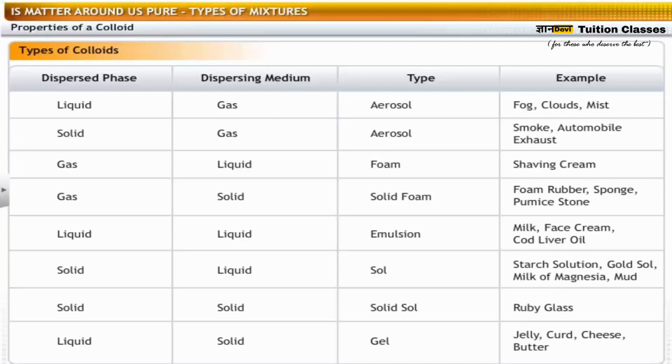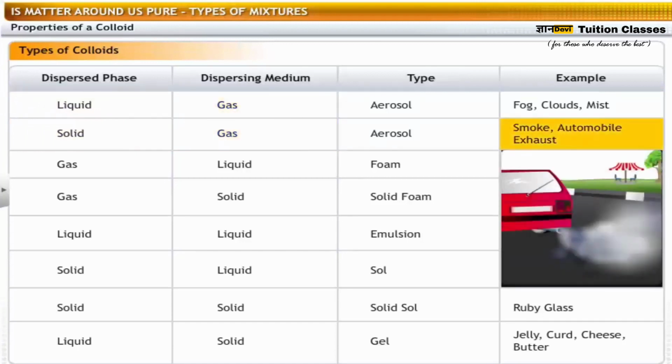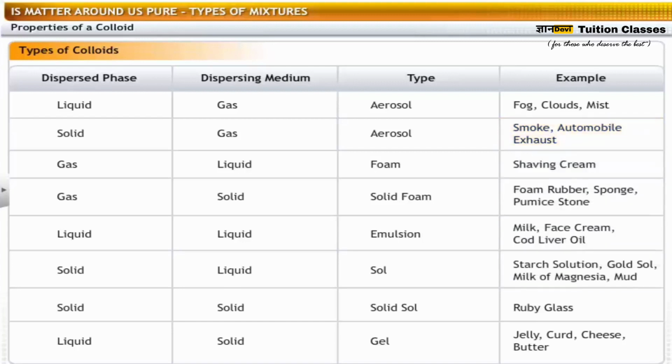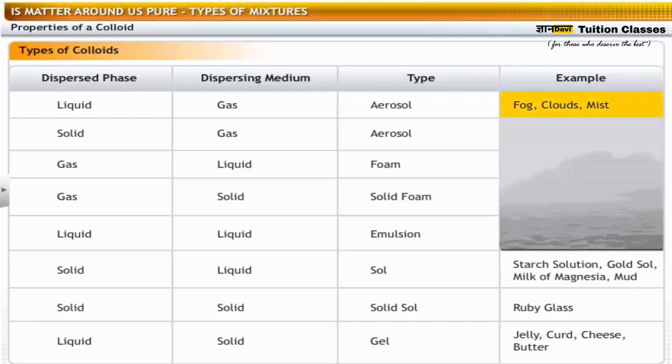The table shows you examples of colloids based on their dispersed phase, dispersing medium, and type. An aerosol is a colloid in which the dispersed phase is a solid or liquid and the dispersing medium is a gas. Smoke and automobile exhausts are aerosols in which solid carbon particles are dispersed in air. Fog, clouds, and mist are aerosols in which water is dispersed in air.